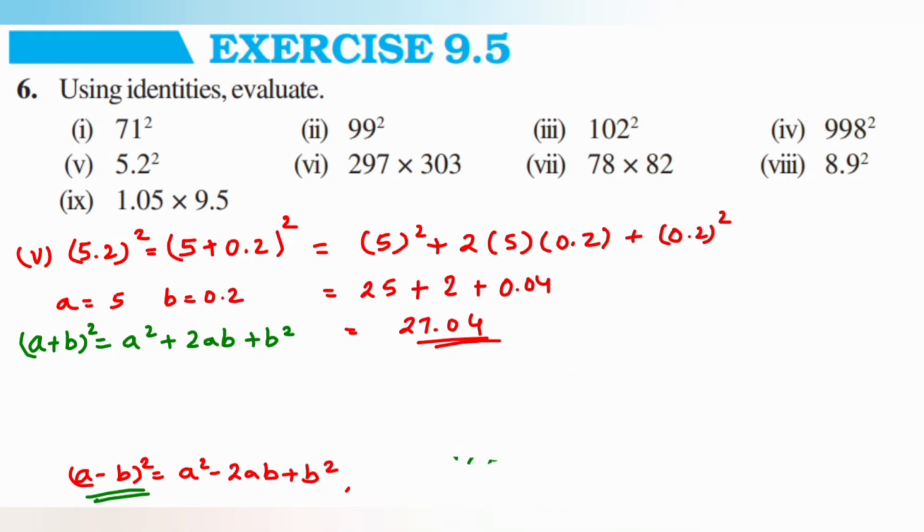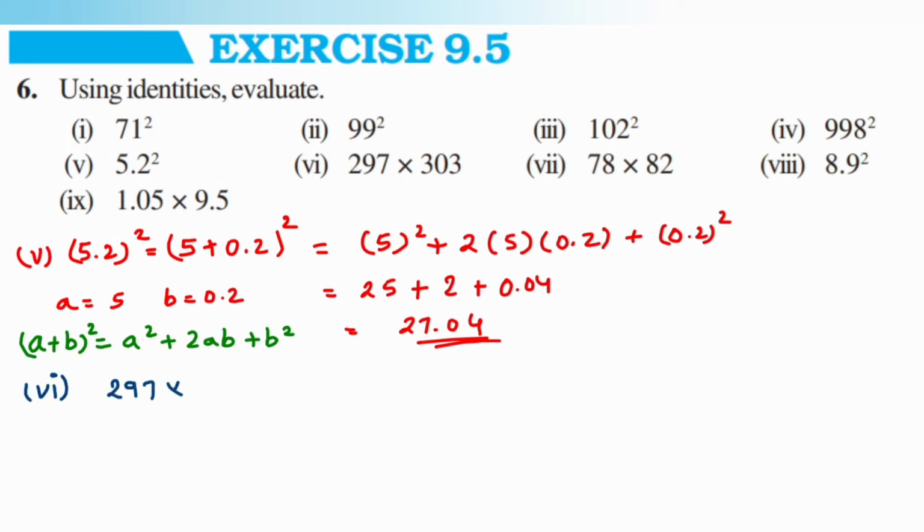Okay, now the sixth one is a little different. So we have 297 multiplied by 303. This can be written as... see, we cannot apply something like (a plus b) whole square or (a minus b) whole square because it's not given as a square, but we can write it like this. It's like (300 minus 3) into (300 plus 3).